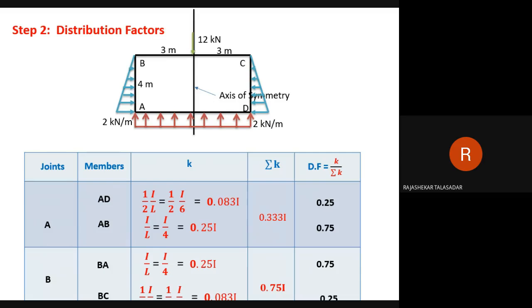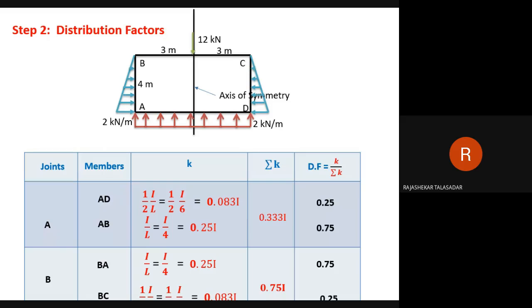Next, AB. This is a full member now, so it is I by L. L is 4, so you will be getting 0.25. Add these two, you will get 0.333. Right? Next, K of AD divided by sigma K, you will get 0.25. K of AB divided by this, you will get 0.75.